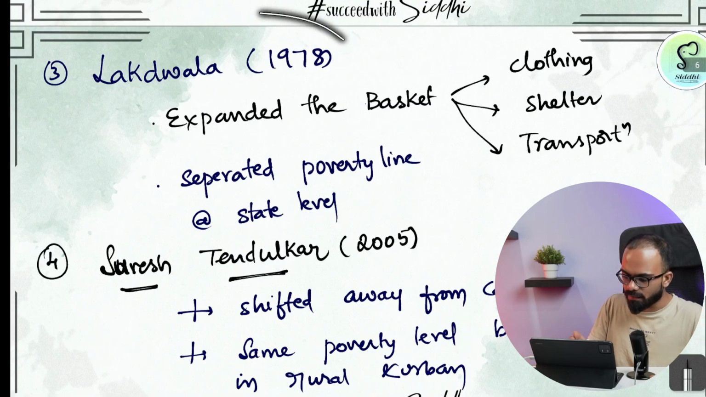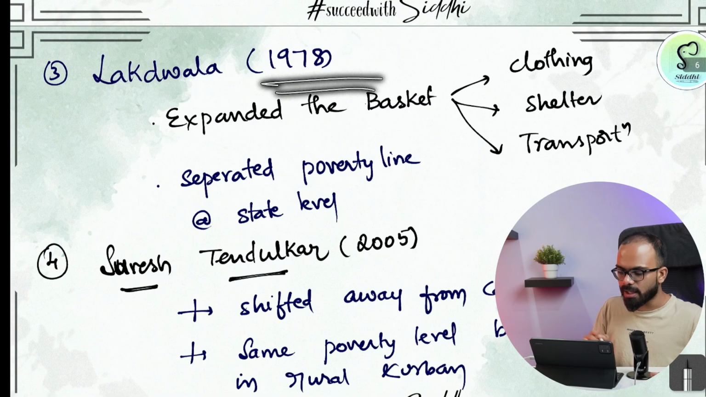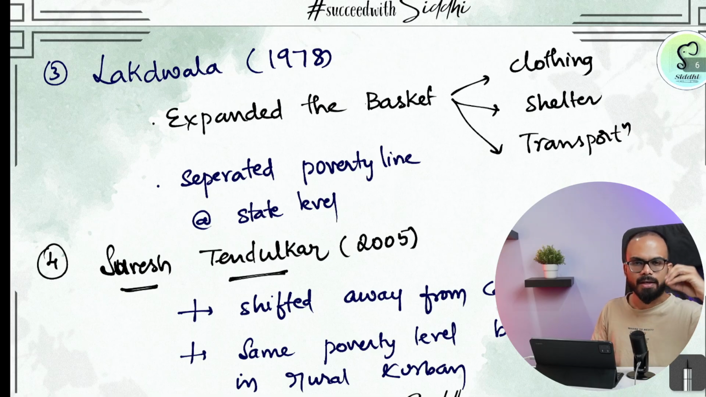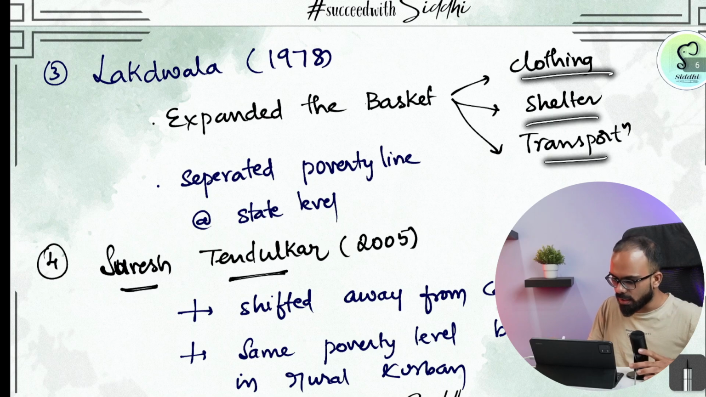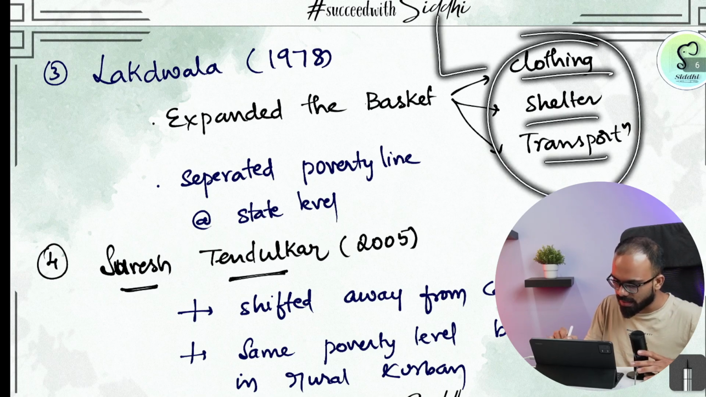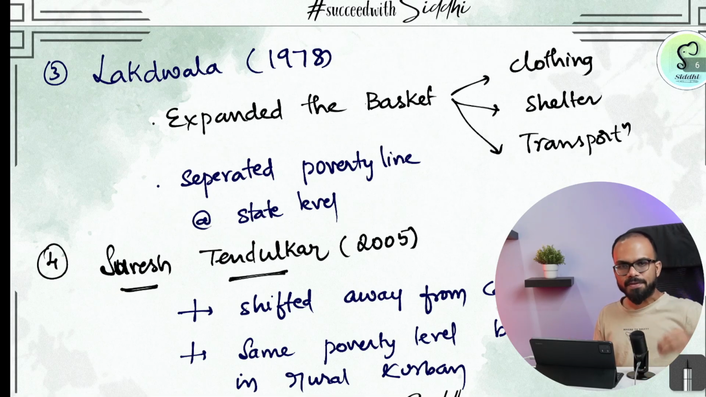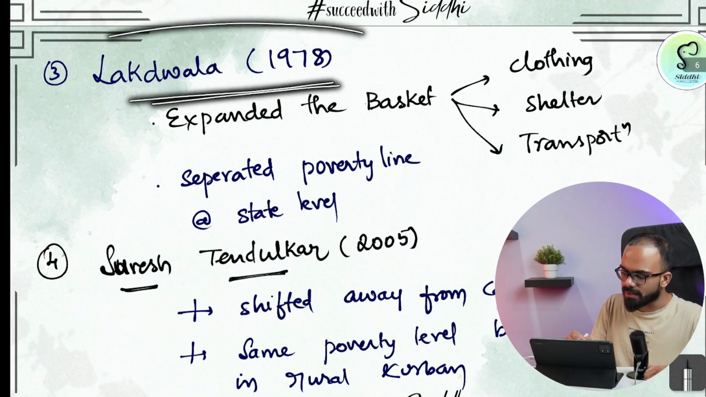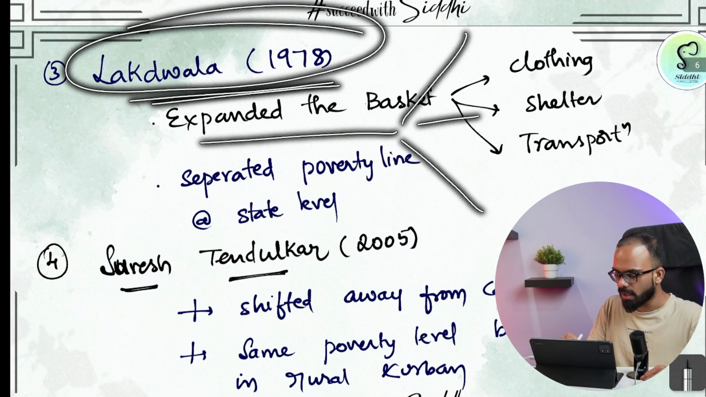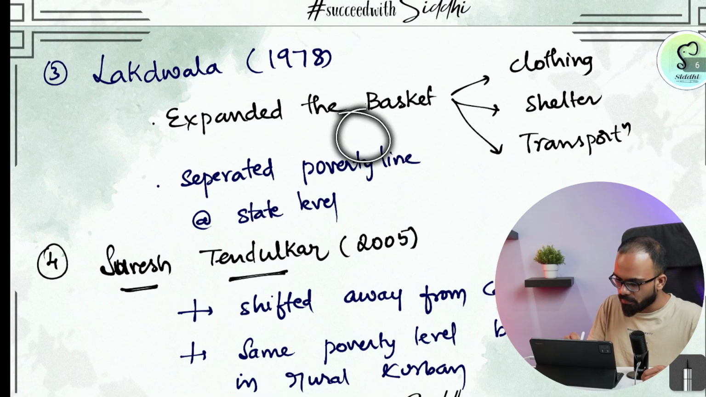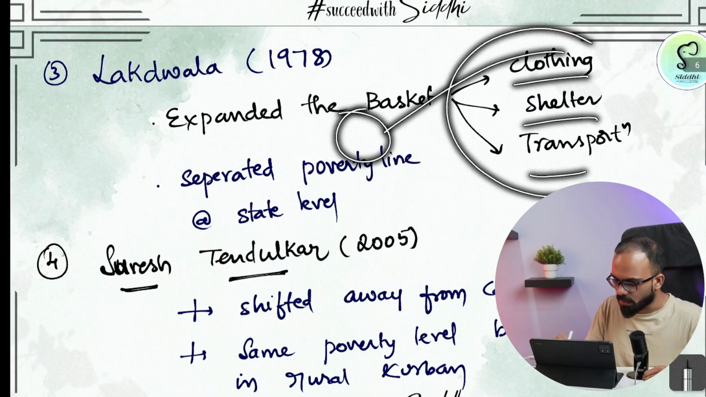Next committee was Lakadwala committee. Lakadwala committee came in 1978, and this is the first time when the poverty line basket was expanded. Along with food, clothing, shelter, transportation were introduced in the basket, and a separate poverty line was designed for each state. For each different state, the standard was fixed at different values so that it will consider the differences that are there in different states. So this is Lakadwala committee. If they ask you, this is the first committee that expanded the poverty line basket, and the focus now shifted from mere food to clothing, shelter, transportation, etc.